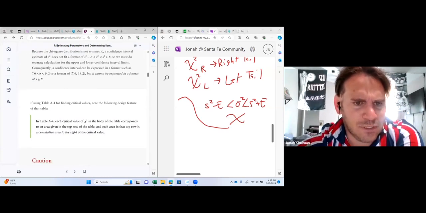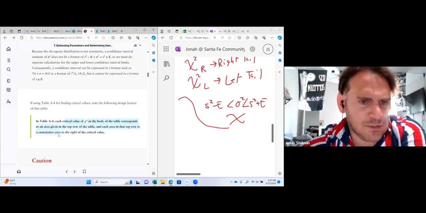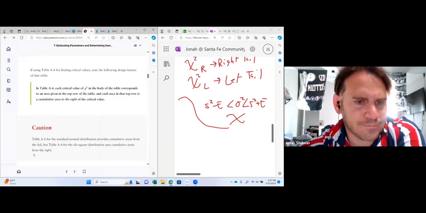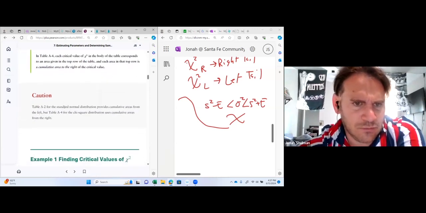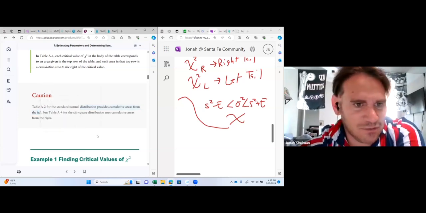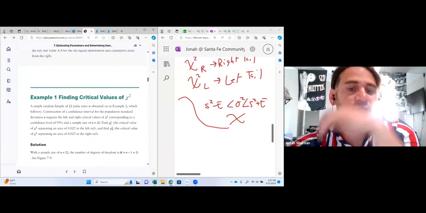In a table, each critical value of the table corresponds to an area given in the top row of the table, and its cumulative area to the right of the critical value. Okay. So with a standard normal, we used to do stuff to the left, but because of the shift in this, we're going to be doing areas from the right. All right, so we finally get our first example.